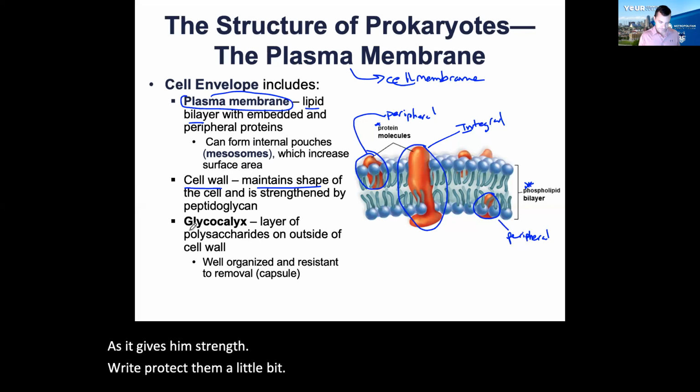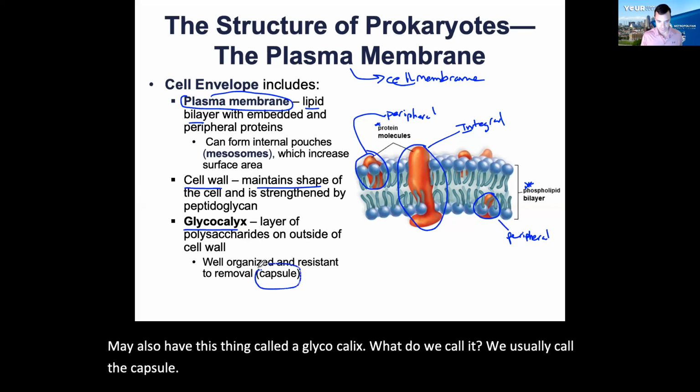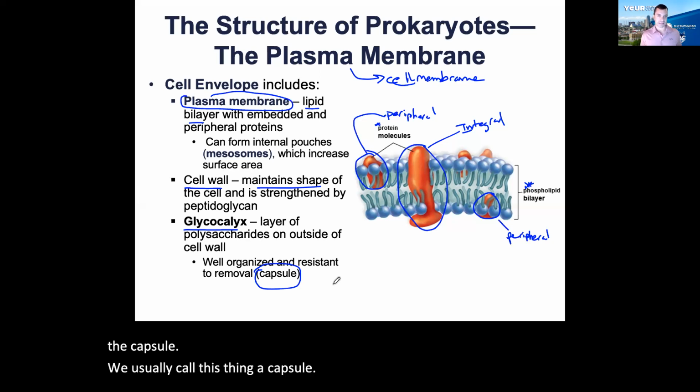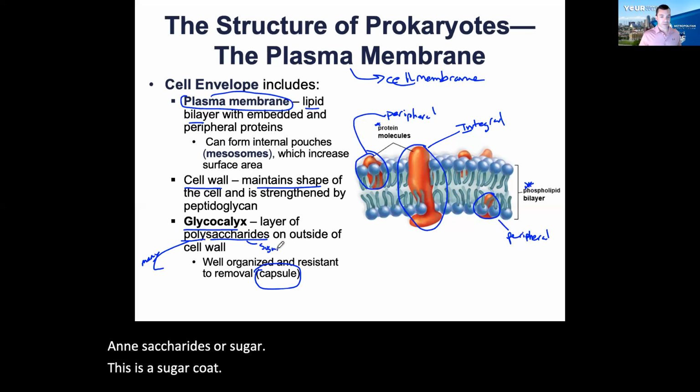Bacteria may also have this thing called a glycocalyx. What do we usually call it? We usually call this thing a capsule. Poly means many, and saccharides are sugar. So this is a sugar coat. This protects them even more.